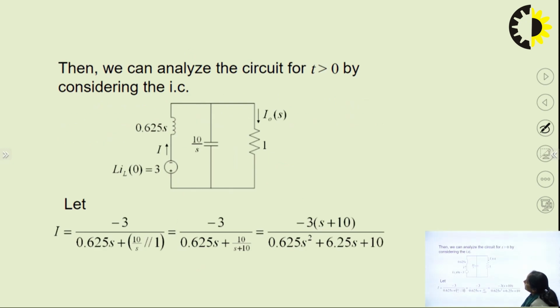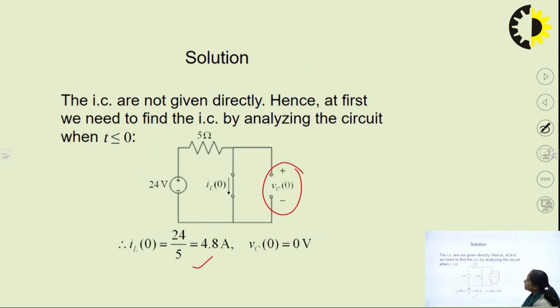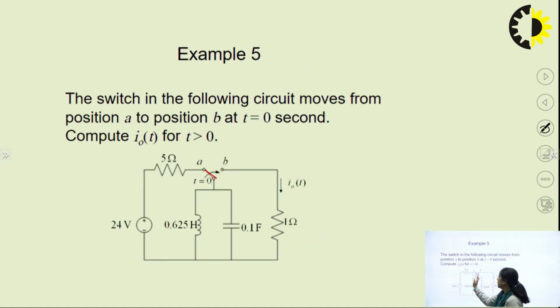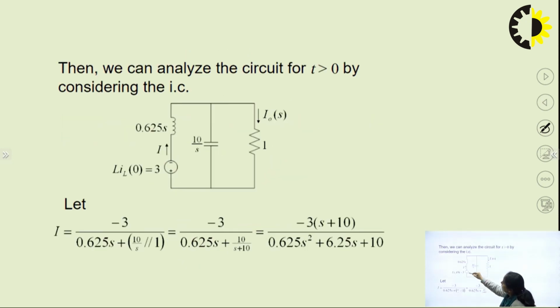Now the switch has been moved from position A to B. In that case, this part will be neglected and this part will be there. Now the inductor will be represented with its initial condition in the S domain. This is the capacitor and this is the resistor through which you need to calculate the current. Now this is the only source here, and these are the reactances and this is the resistance. By applying the current division rule, you can calculate this easily.